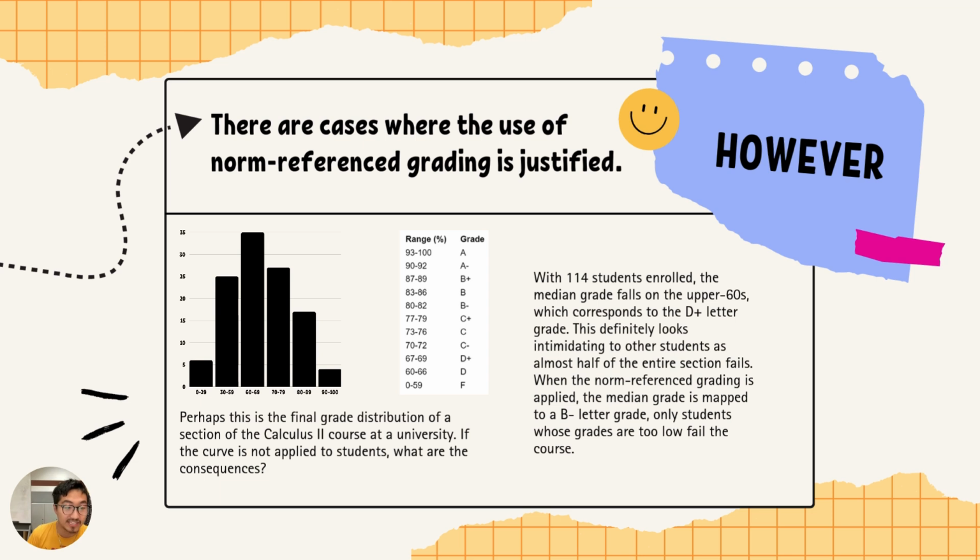However, there are cases where NRG is appropriate, such as math classes where there are 114 students enrolled. The median grade is a high D. By a normal grading scale, more than half of the class will not pass the course. When norm-referenced grading is used, the median grade is mapped to a B minus, where at least 70%, perhaps 80%, of the entire class will pass and move on to the next class, where this is the prerequisite course.